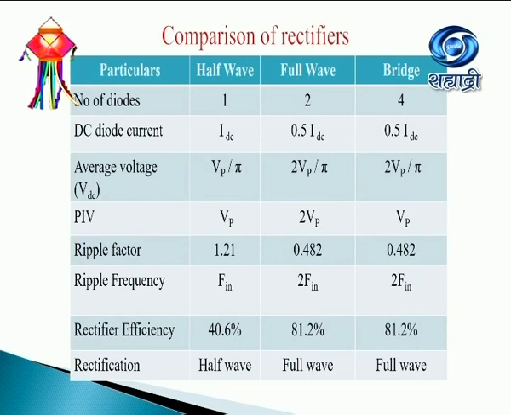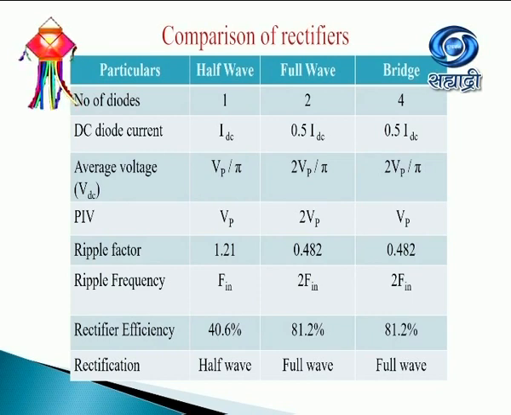Now, comparison of rectifiers. Here, half wave, full wave and bridge, 3 rectifiers are shown and a number of parameters are considered. Number of diodes: in half wave 1, in full wave 2, in bridge 4. Diode current: in half wave it is IDC, in full wave it is 0.5 IDC, in bridge it is 0.5 IDC. Average voltage: Vp upon pi in half wave, in full wave it is 2Vp upon pi, in bridge it is 2Vp upon pi. Peak inverse voltage: in half wave it is Vp, in full wave it is 2Vp, and in bridge also it is Vp.